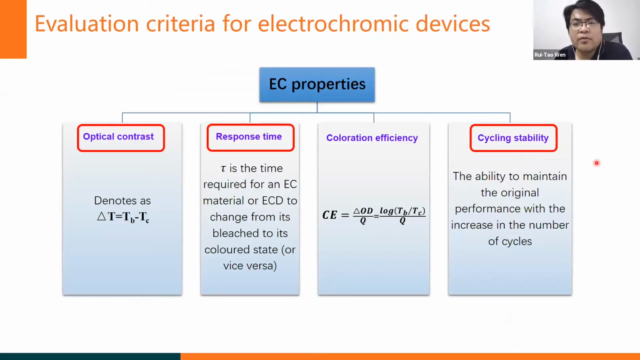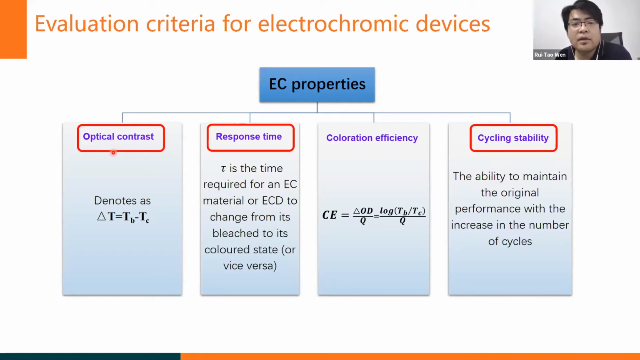There are also some figures of merit for electrochromic devices. I listed here the four most important parts. The first is called the optical contrast. For example, we want these devices to change the optical transmittance as much as they can, from 100% to 0%, from a totally transparent state to a totally dark state. That would be very ideal.